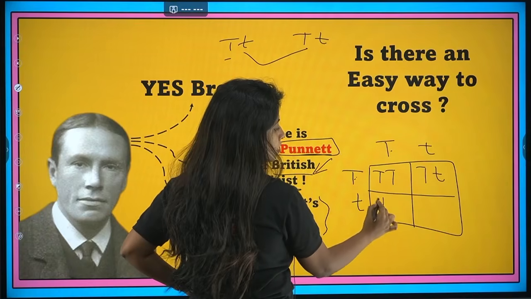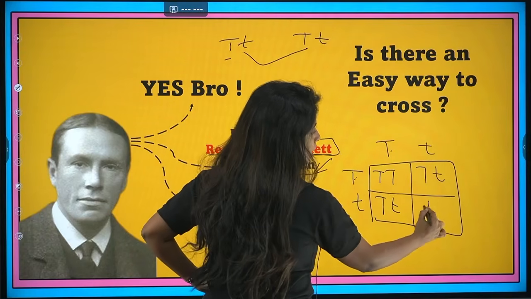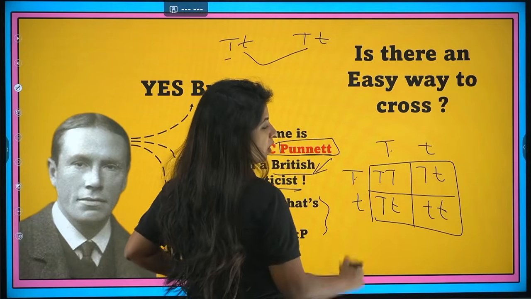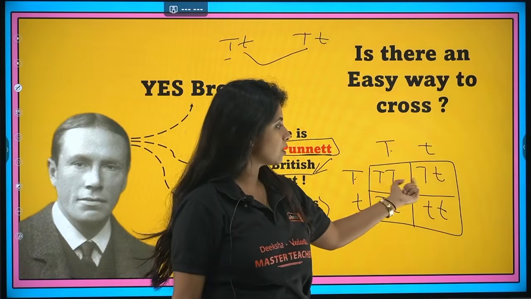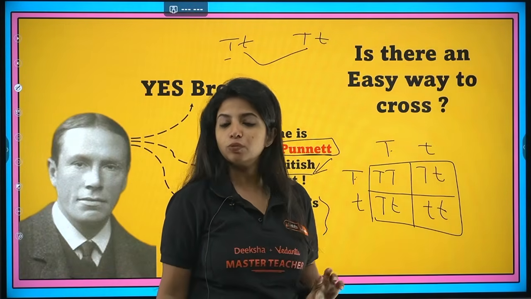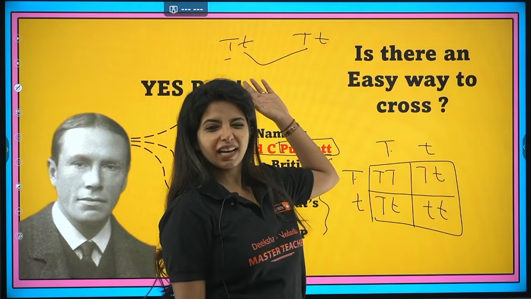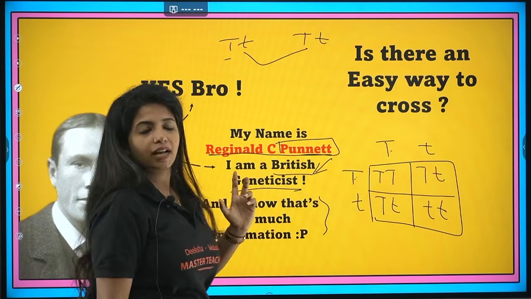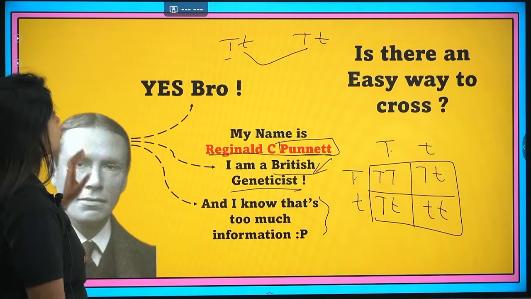When you fuse this with this, again capital T, small t. When you fuse with this, you get small t, small t. So three of them are tall. I can clearly see that. Two of them are heterozygous tall, one is homozygous tall, and one is going to be dwarf. Yes, this is a much easier and cleaner way to do this, and this was given by Reginald C. Punnett. He was a British geneticist.